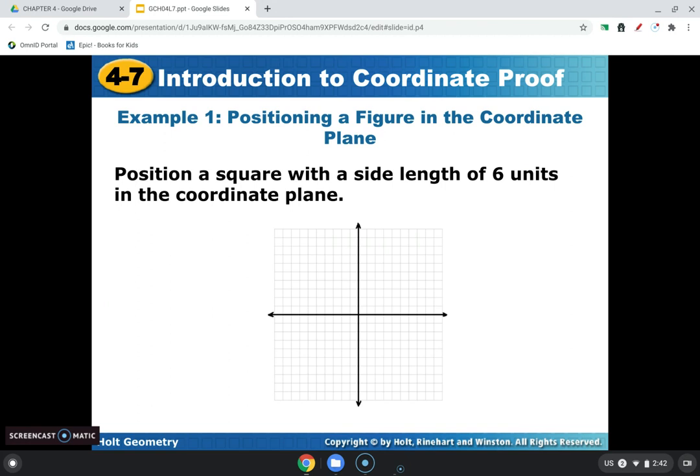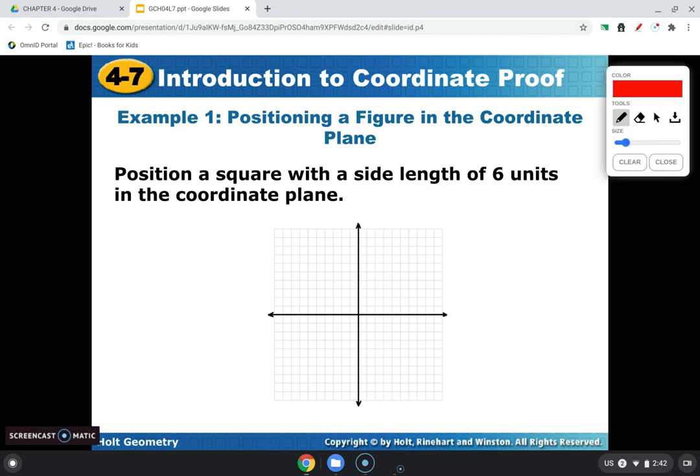Position a square with side length 6 meters in the coordinate plane. Well, if you're going to do that, you could go 6, use 0, 0 to help you out, and make your life as easy as you can. So there would be our side length 6 square in the coordinate plane, and then you could put your lines on there and go with it.